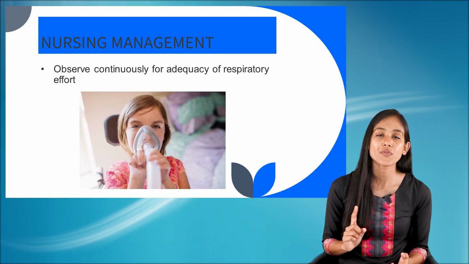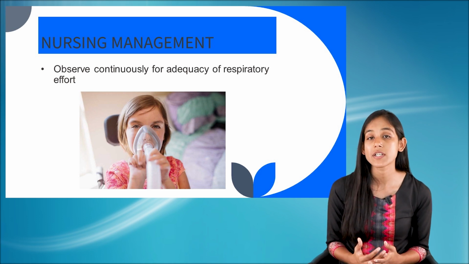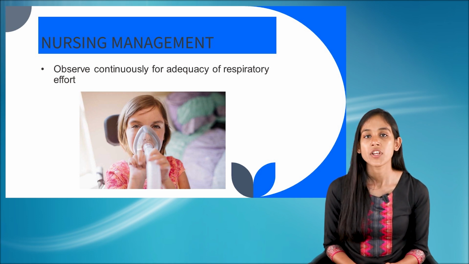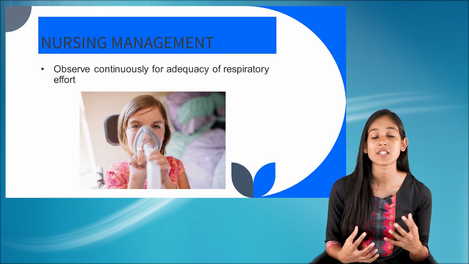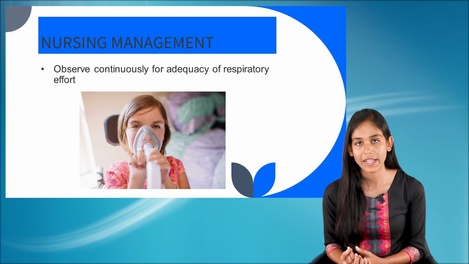Now let us move on to the nursing management. So here, the treatment that we provide for Guillain Barre syndrome is actually non-specific, and it is a symptomatic management, right? So what are the nursing interventions that you have to consider? The first thing would be you have to observe the child continuously for adequacy of respiratory effort. As we know, there would be muscle weakness, right? There would be paralysis, there would be neuropathy, right?